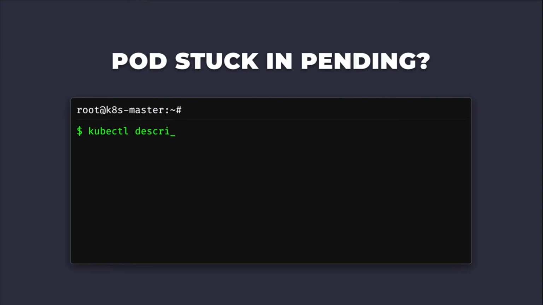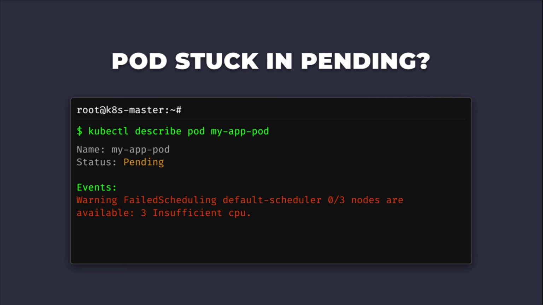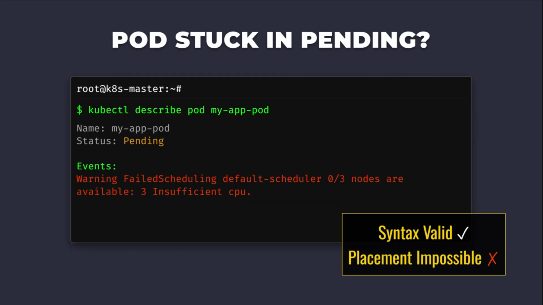Run kubectl describe pod name immediately. The events section reveals the scheduler's decision failure. A pending status confirms the pod definition is syntactically valid, but the scheduler found no suitable node for placement.